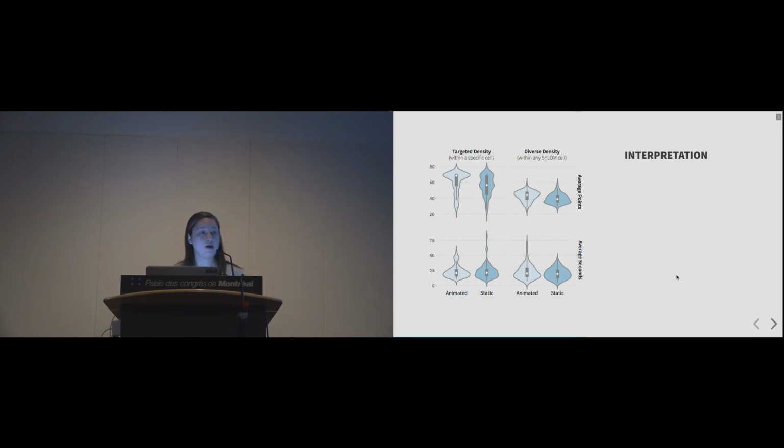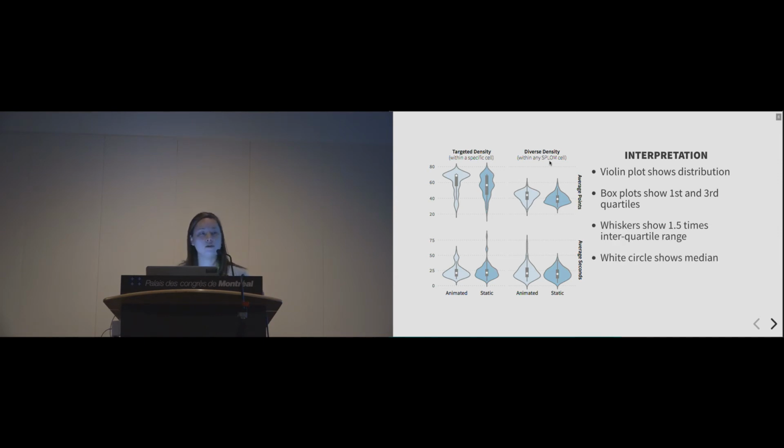Just really quickly on how to interpret these particular plots. These are violin plots showing the distribution of responses from our participants. Here we're looking at the average number of points selected in the animated versus static case for our 2 different tasks. Inside, there are box plots. The box in the box plots shows the first and third quartile. The whiskers show 1.5 times the interquartile range. And then that white circle that you're seeing, that's the median.